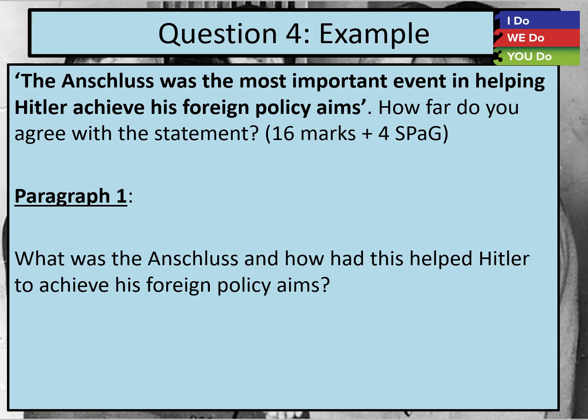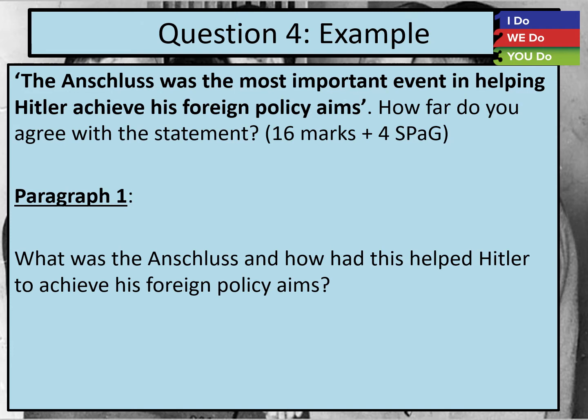What are we going to write in our first paragraph then? Well, we're going to be writing all about the Anschluss. So what do we know about the Anschluss? Well, we know that Hitler had tried and failed to take over Austria in 1934. We know that he tried again in 1938 after getting the Austrian Nazi Party to cause bother across the border in Austria. He met with the Austrian Chancellor Schuschnigg and demanded the union of Germany and Austria.